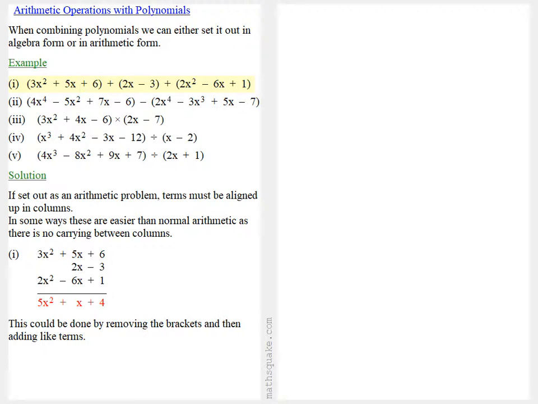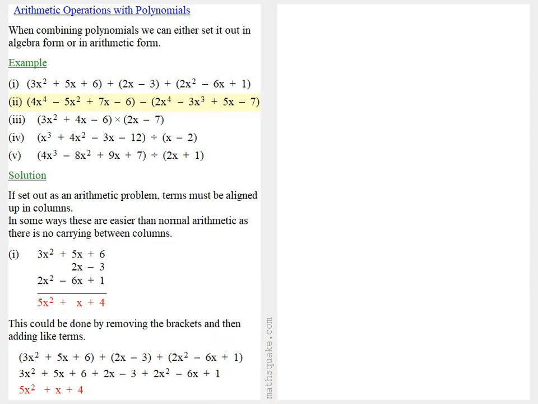Now this could have been done just by removing the brackets and then adding like terms. So if we start with the original expression and remove the brackets, we end up with 3x squared plus 2x squared, which is 5x squared, 5x plus 2x minus 6x, which is plus x, and 6 minus 3 plus 1, which is plus 4. So we end up with 5x squared plus x plus 4, as we did by the other method. Now in question 2 we're doing subtraction.